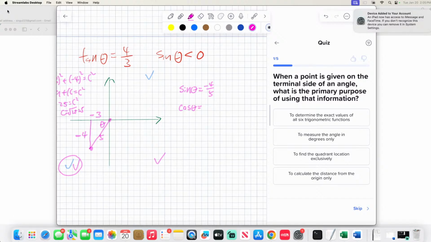Okay, so cosine theta is equal to -3/5. Is that okay? Tangent theta is what? 4/3. Cotangent theta is what? Secant theta is what? 5/3. And the cosecant theta? 5/4, right? Okay, so that's that.